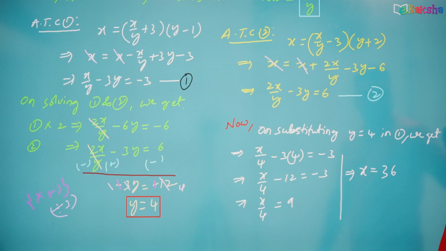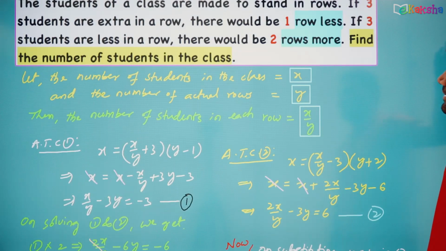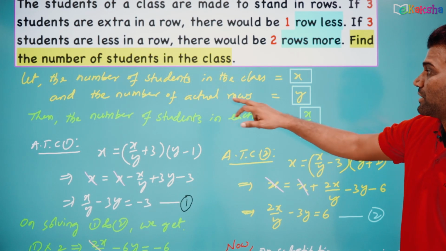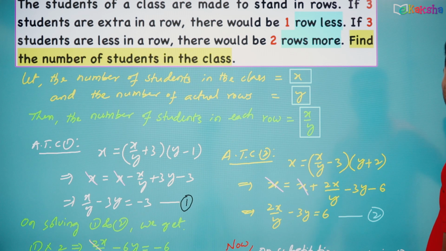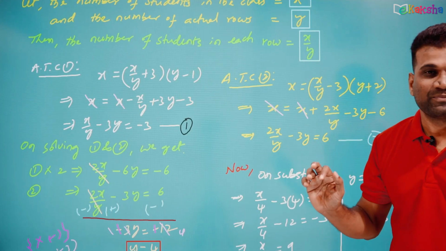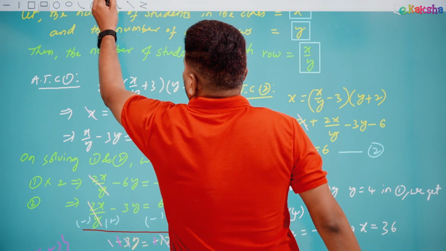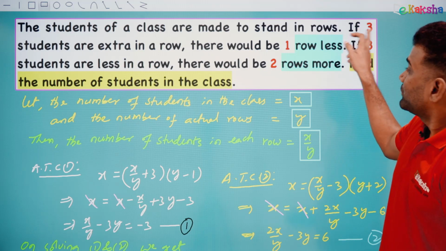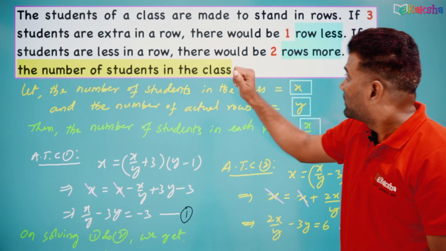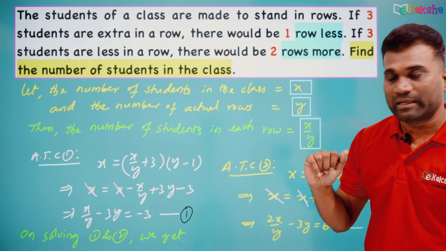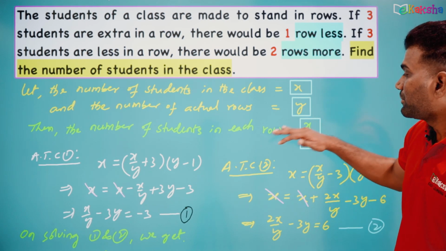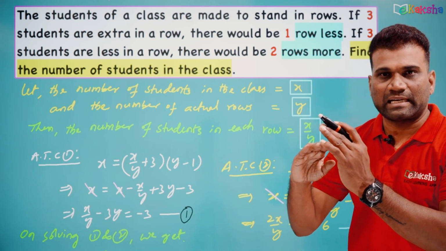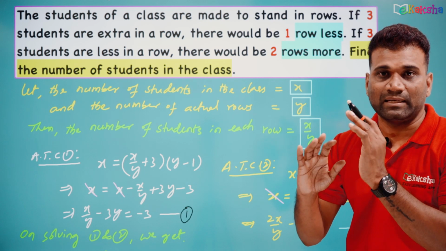Clear? So therefore what we can say here, number of students in the class are 36 and number of actual rows are 4, and you can check as well. So according to the information what we have got, you can check. If 3 students are extra in a row, there would be 1 row less. Look at. So then number of students in each row, 9. Okay. Total students are 36 and number of rows are 4. Then each row having 9 students.